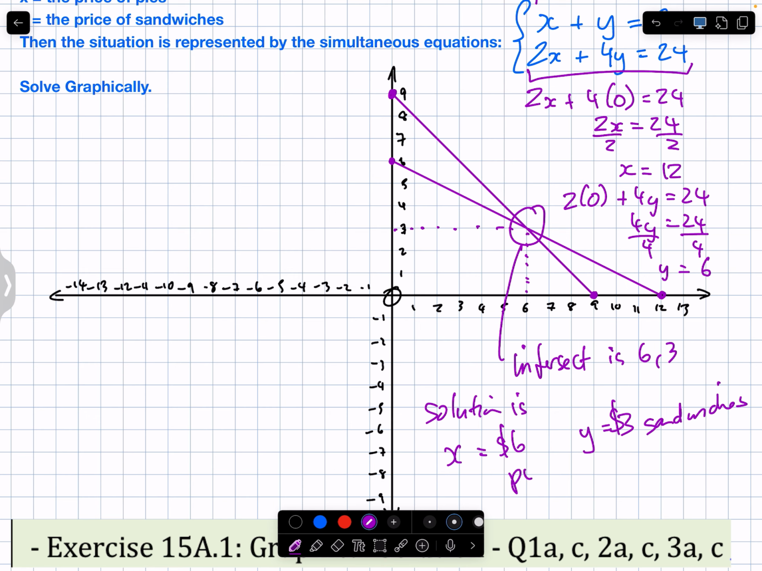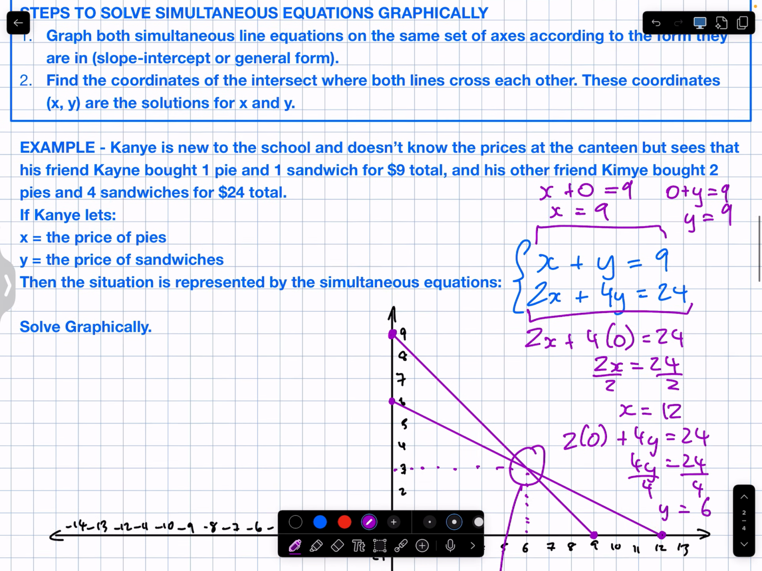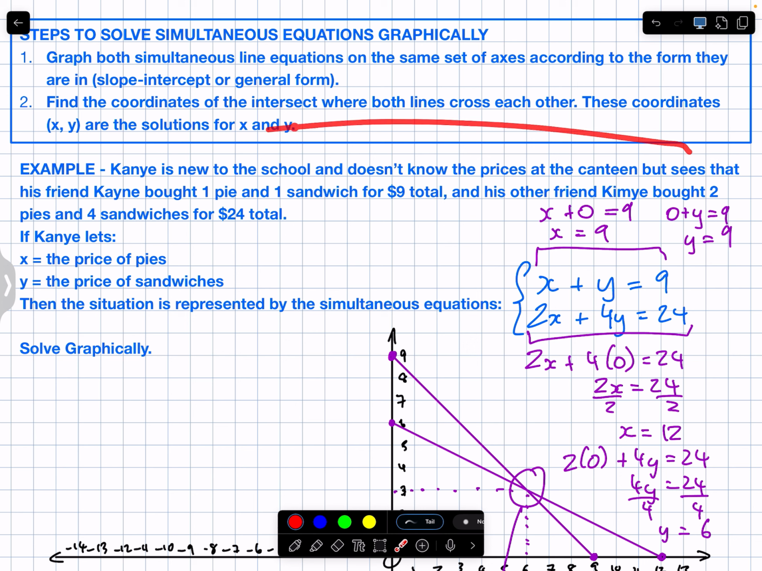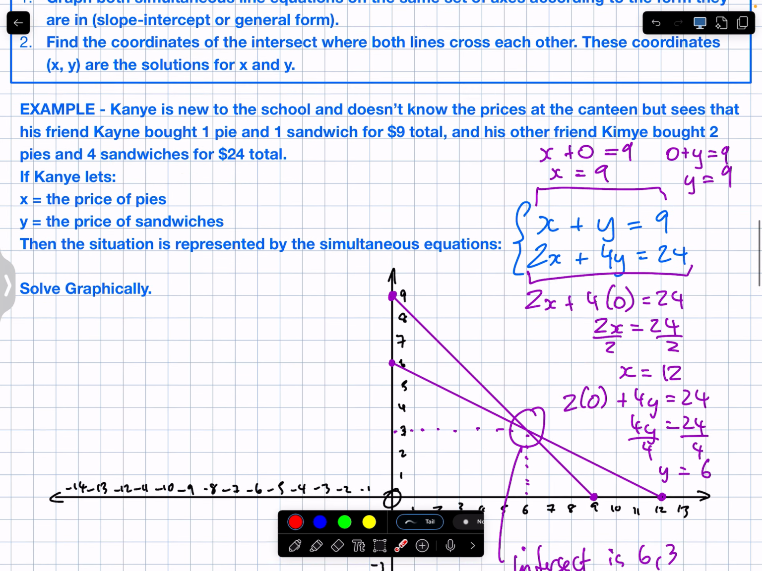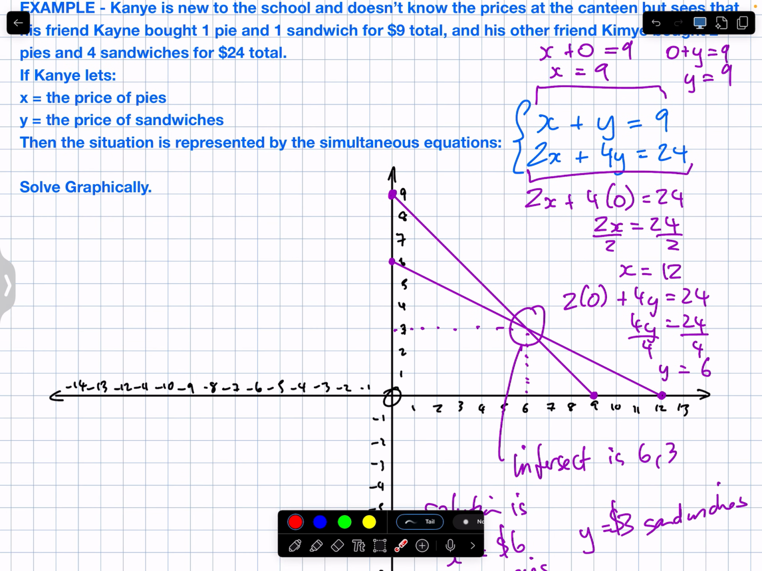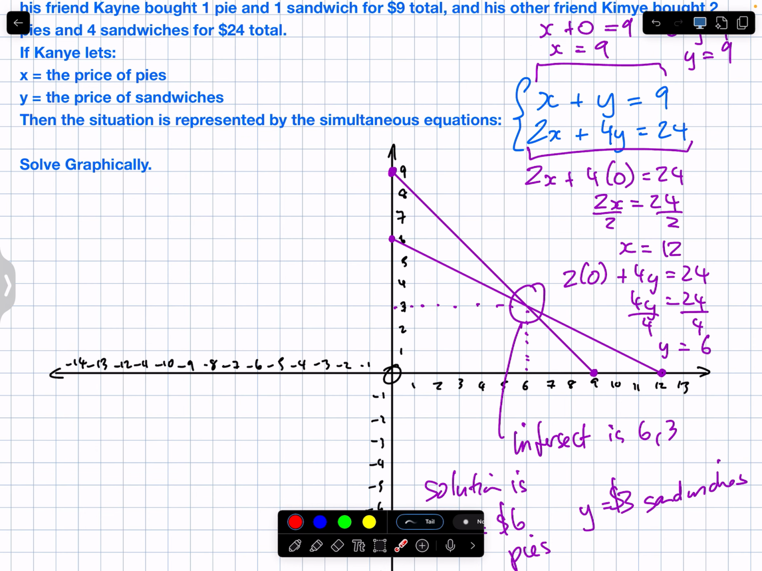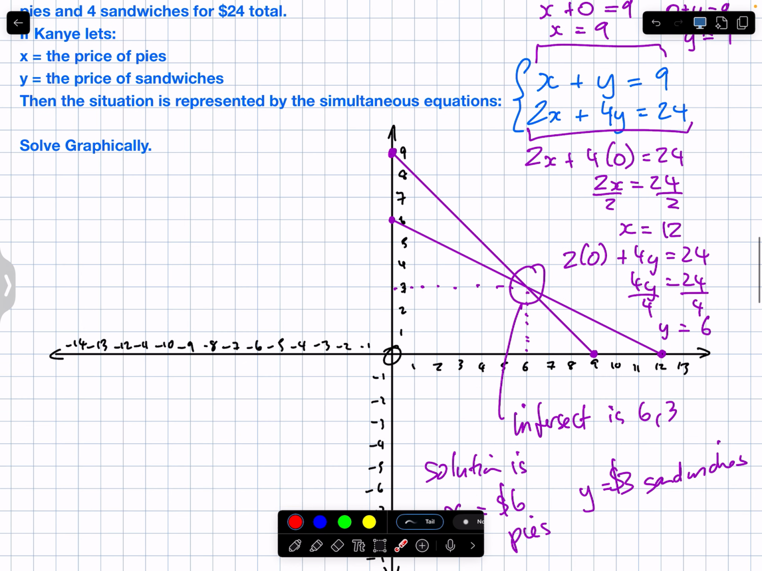and $6 pies. We just had words, we made it into simultaneous equations. Then from last lesson, what did we do? We drew those lines, because that's what I asked you to practice last lesson. We found where the lines crossed each other, and that solved the problem. Kanye now knows that the pies cost $6 each and the sandwiches cost $3, he didn't have to go in there, okay? That's a really contrived problem, but you can see how if I don't know something, I can find out unknown things.